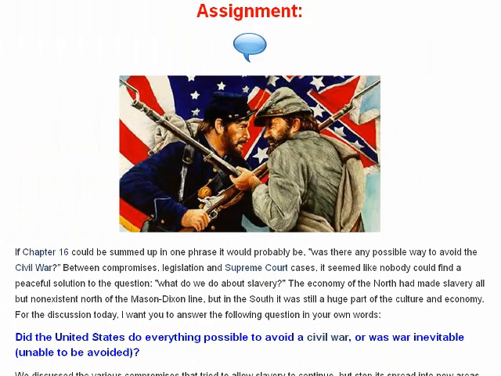Which brings us to our assignment for today. If Chapter 16 could be summed up in one phrase, I would sum it up as, was there any possible way to avoid the Civil War? Between compromises, legislation, Supreme Court cases, it seemed like nobody could find a peaceful solution to the question, what do we do about slavery? The economy of the North had made slavery all but non-existent north of the Mason-Dixon line, but in the South, it was still a huge part of the culture and a huge part of the economy.